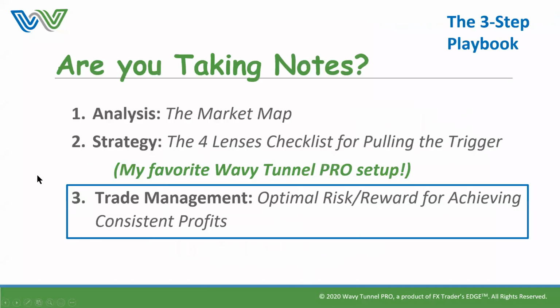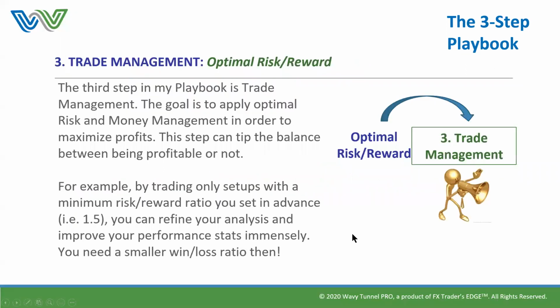So now let's move on to trade management. Optimal risk reward for achieving consistent profits. Now, that's two different parts, trade management and risk reward. Let's see how we put that together. The third step is trade management. The goal is to apply optimal risk and money management in order to maximize profits. And this step can tip the balance between being profitable or not.